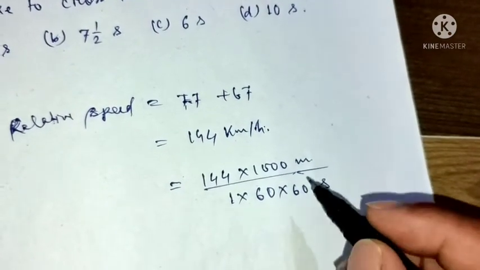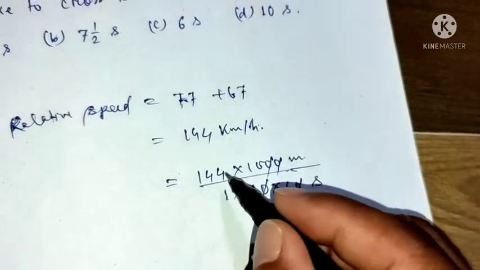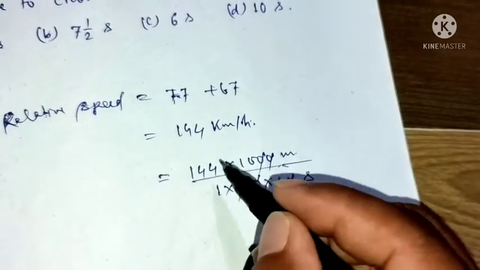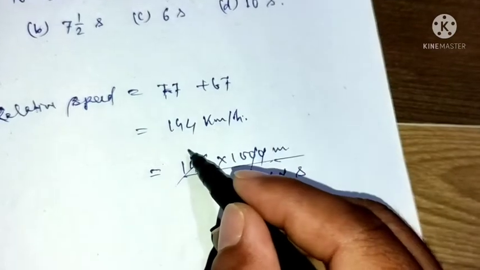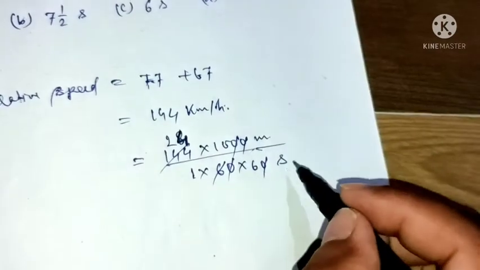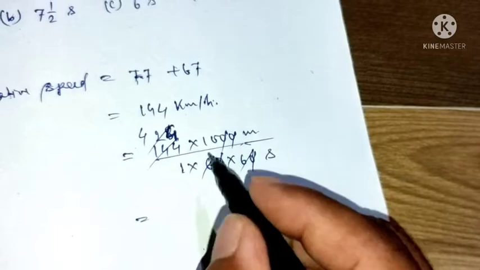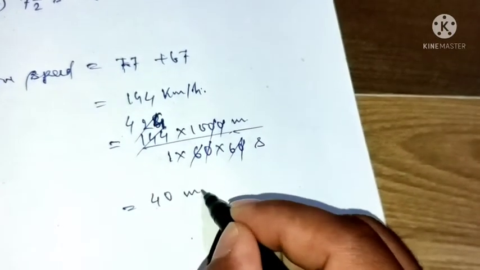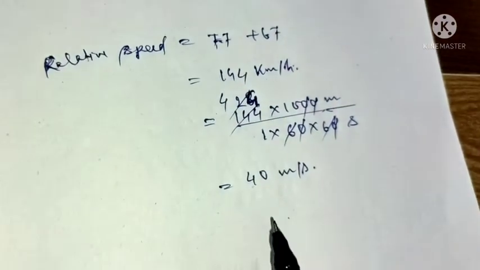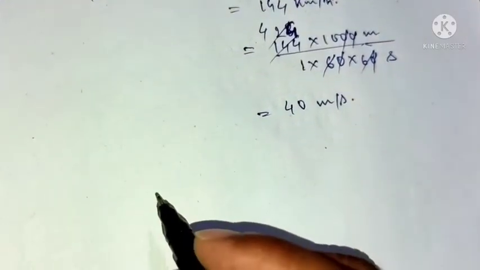सो अभी हम cancel करेंगे, 0 0 0 0 0 0 सब 0 cancel हो गया. ये इसके साथ 6 के साथ ही जाएगा. 14 में 6 कितना होता है, 2 बार 24 जाएगा. फिर से 6 के साथ काटो, 4 मिलेगा. मतलब 4 into 10, 40 meter per second. ये जो speed है, relative speed, ये 40 meter per second हो गया.